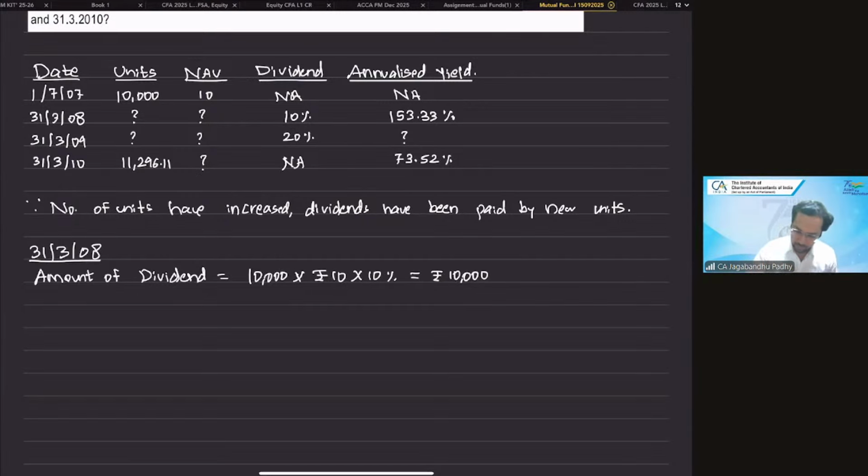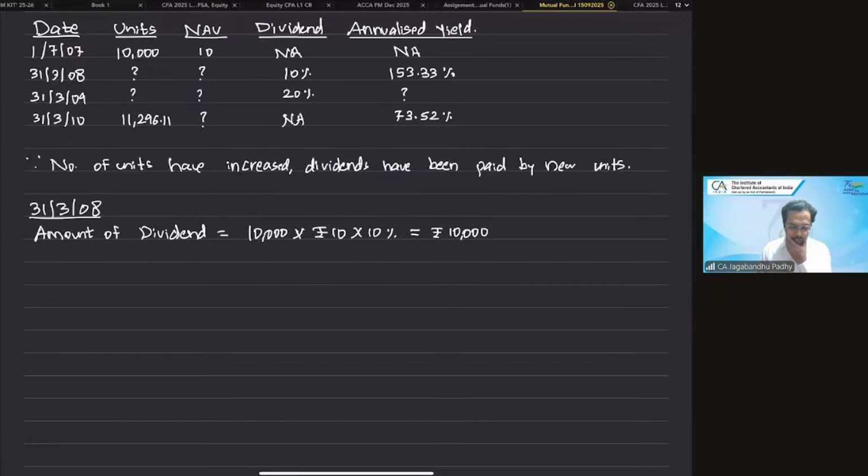Now the problem is, we know that this 10,000 is not paid to us by way of cash, but it is paid to us by way of additional units. Now, to know the number of units that have been paid to us, we need to know the NAV on that date, which we do not know. But we know that there's an annualized yield of 153.33%. So using that annualized yield fundamental, we can actually calculate the NAV at the end of the year.